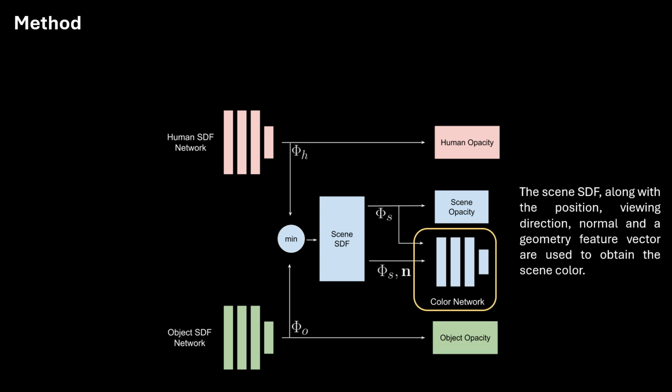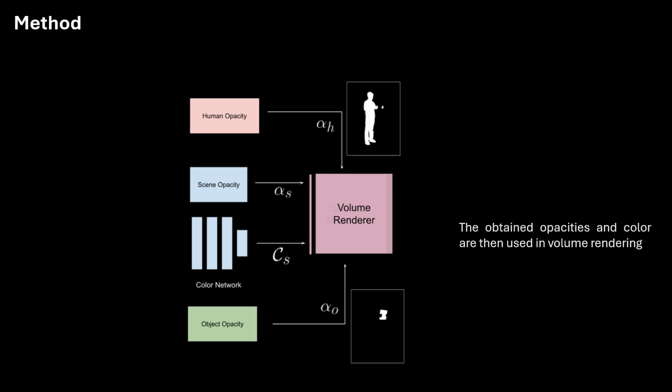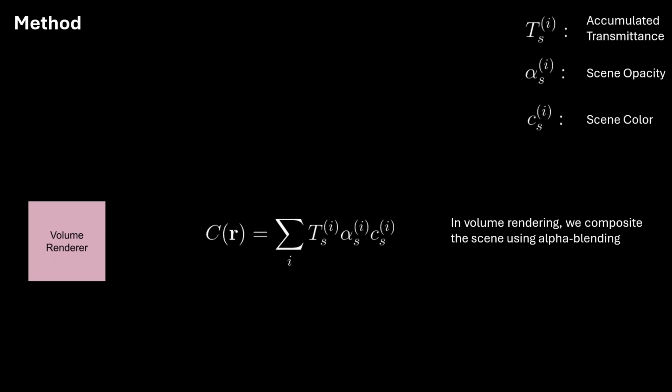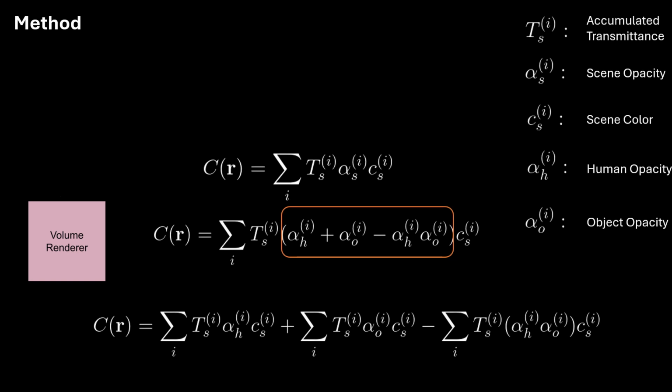The scene signed distance, along with the position, viewing direction, normal and a geometry feature vector are fed to another MLP to obtain the scene color at each position. The obtained opacities and color are then used in volume rendering. We consider the scene opacity as alpha composite of human and object opacity. Thus we can separate the color terms for human and object and use them for rendering loss.